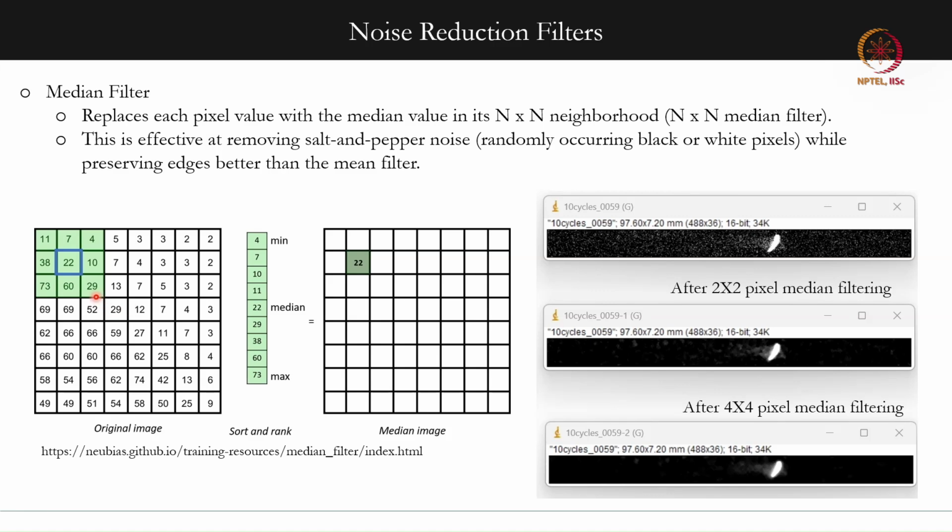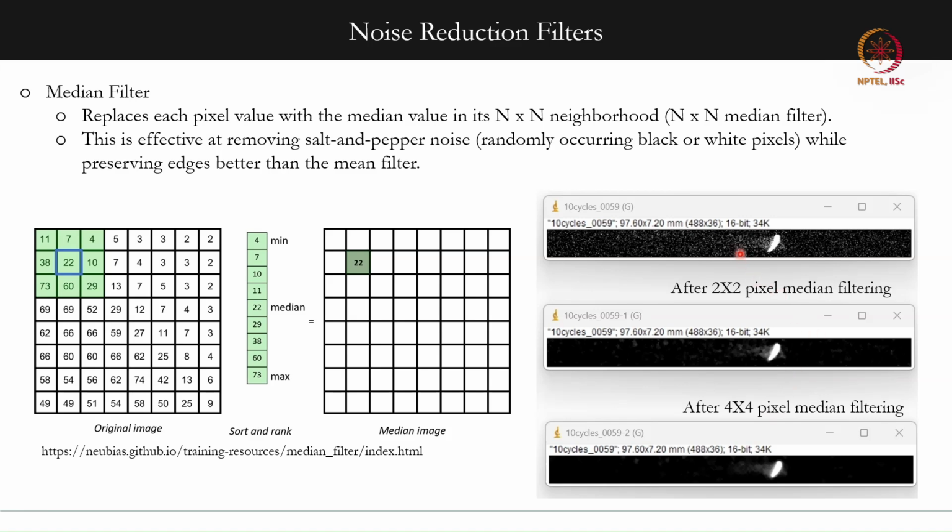It sorts all the pixel intensity values, identifies the median value, and then assigns that obtained median value as the new filtered value of the intensity at that pixel. And again, this bounding box traverses across the entire image, changing the pixel intensities at all pixels, and it generates a new image altogether. Again, we can see here that this was the original image before filtering, and this is the image that we obtain after 2x2 pixel median filtering, and this is the image that we obtain after 4x4 pixel median filtering.